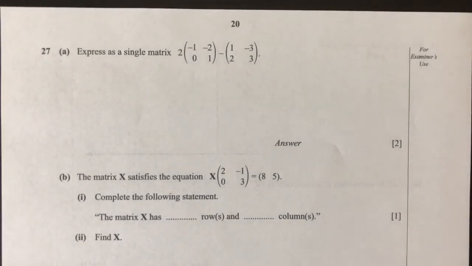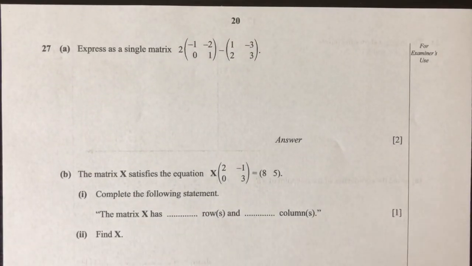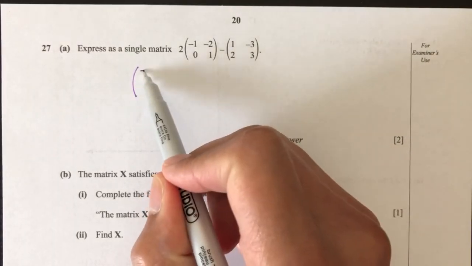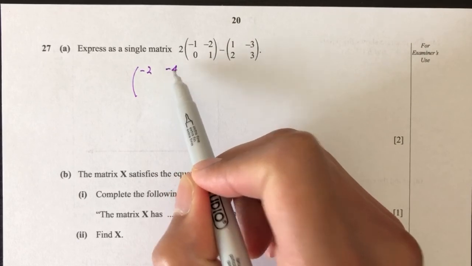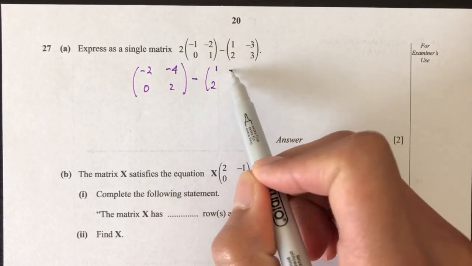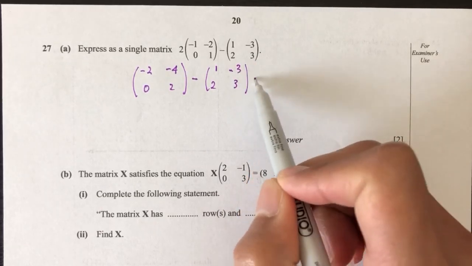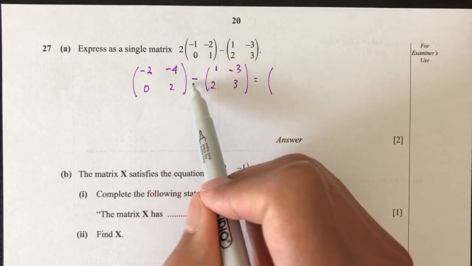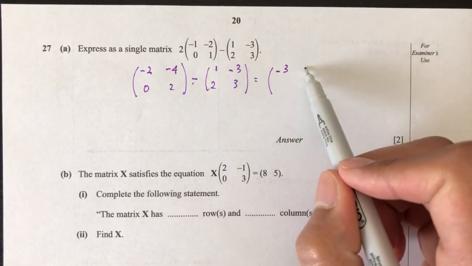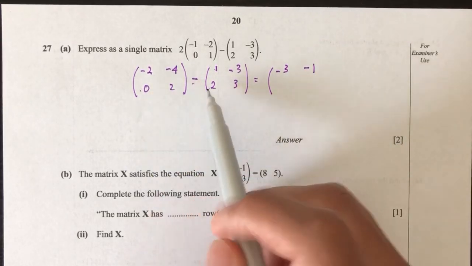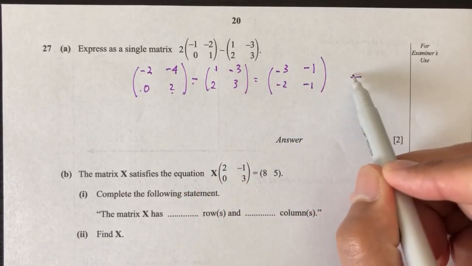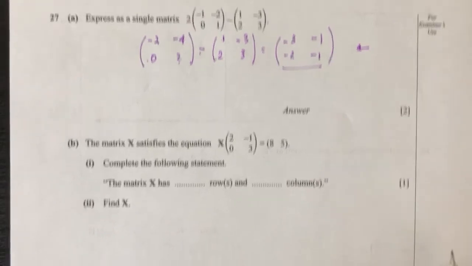Moving on to question 27. So express as a single matrix, you have to move this in. We have -2, -4, 0, 2, minus 1, 2, -3. So minus 1 by 1, -2 minus 1 will be -3, -4 minus -3 will be -1, 0 minus 2 is -2, 2 minus 3 will be -1. So this will be your answer for part A.